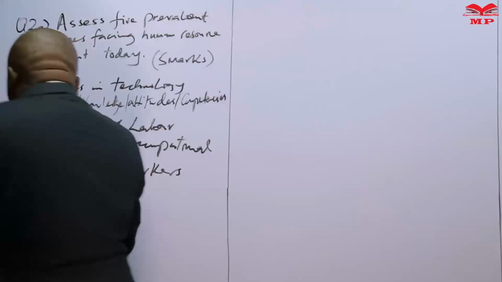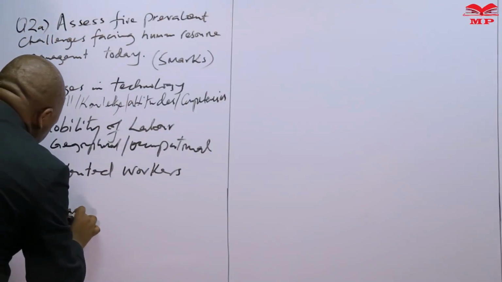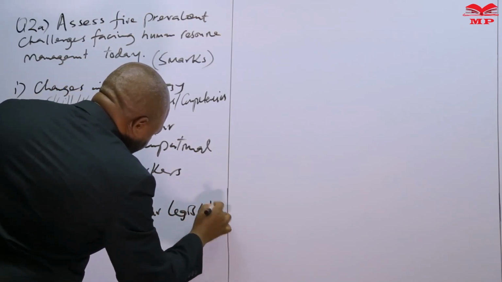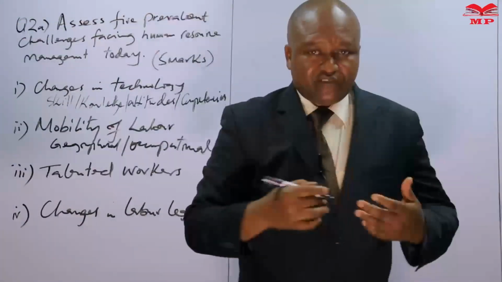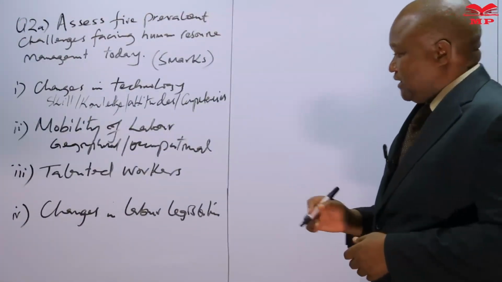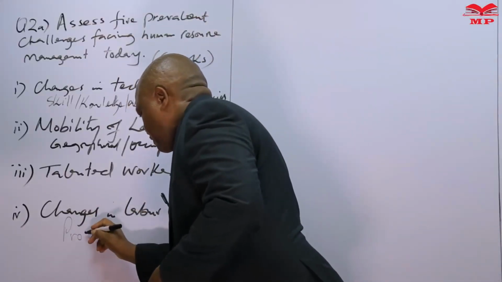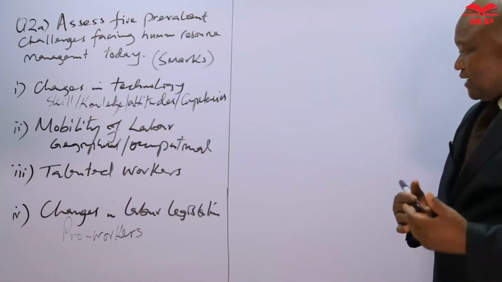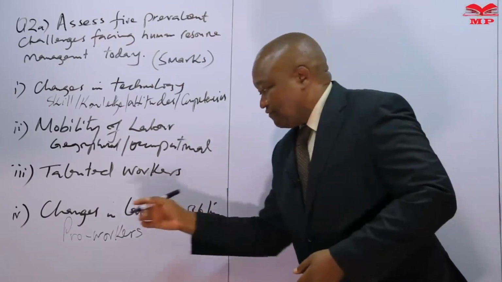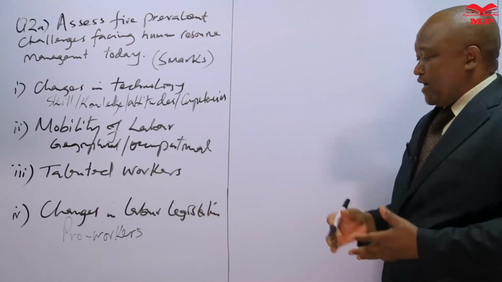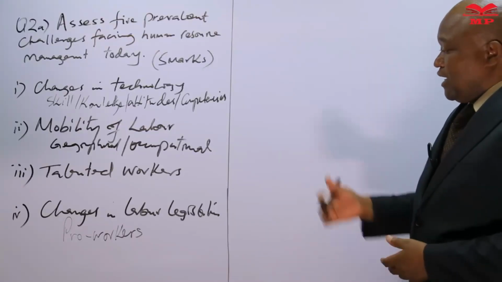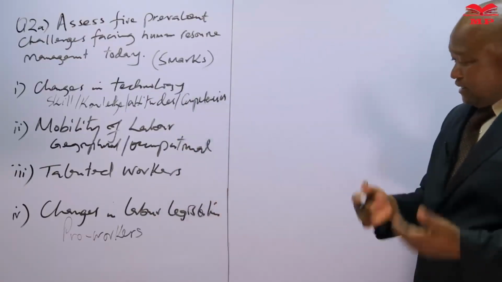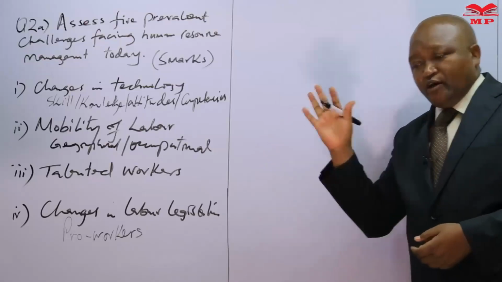And fourthly, changes in labor legislation. There have been a lot of changes that have taken place, and this legislation has tended to be pro-workers. So as these laws change, they tend to favor the workers. And as they do, employers are finding it very difficult to handle employees in an environment where labor legislation and international conventions are protecting workers in terms of their working environment. This is a challenge that human resource management must work within to ensure that they comply with the requirements of the law.